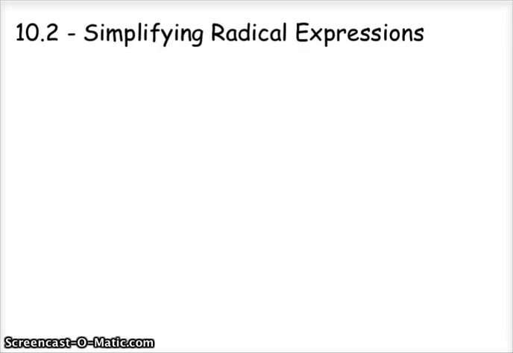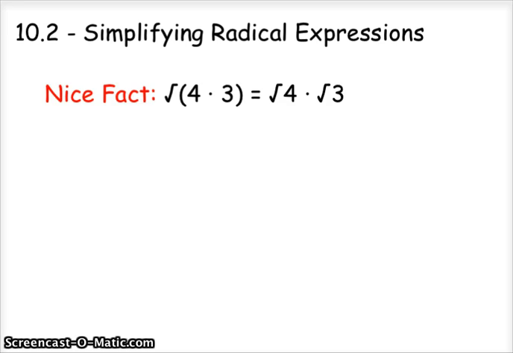In section 10.2, we are going to look at how to simplify radical expressions. First of all, I want to start with a nice fact: if I have the square root of two numbers being multiplied together, I can actually distribute the square root so that I have the square root of 4 times the square root of 3. I can split the inside of the radical up so that it only applies to each individual term.